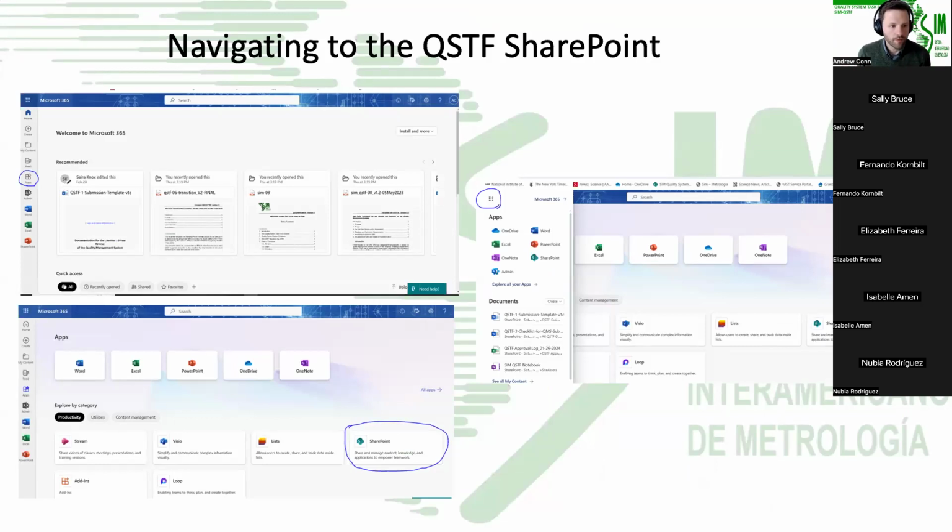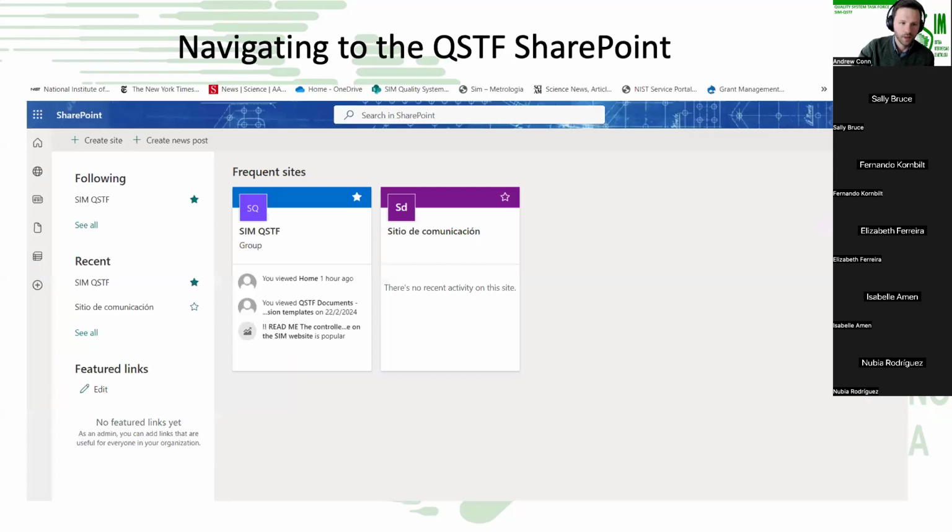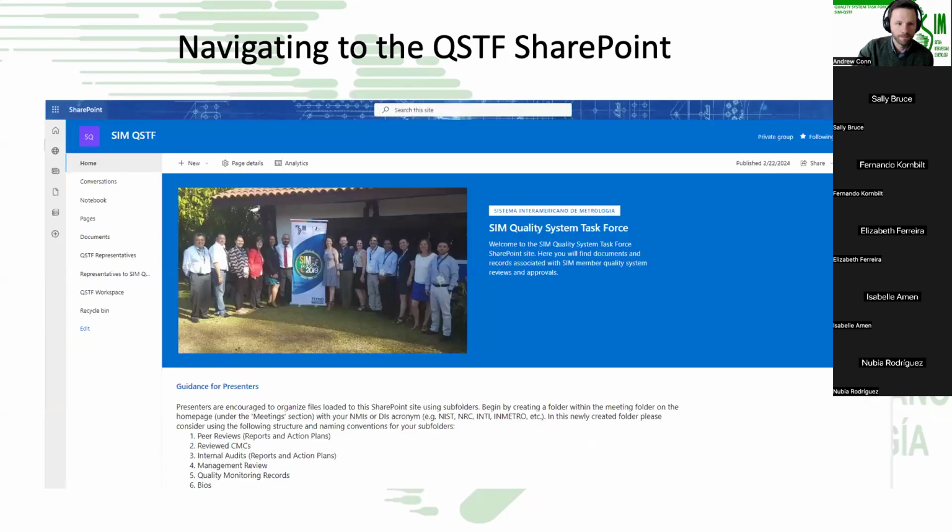You'll navigate to the SharePoint app a couple ways. Once you're on the landing page, you'll see on the left-hand side the apps button, which will get you to the SharePoint application, or by the top left in the window, the 3x3 grid, you can click that and access the SharePoint app. This will be the following page. You'll select the SIM QSTF site. That'll take you to the landing page or the home page for the QSTF. And on the left-hand side, you'll see the pages that we have on the SharePoint site.